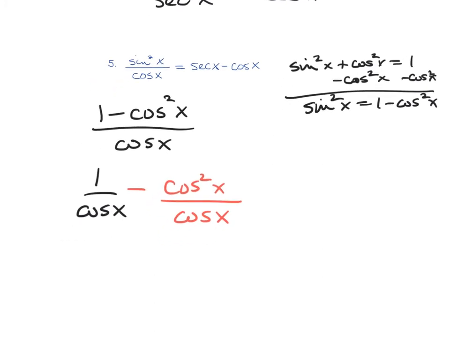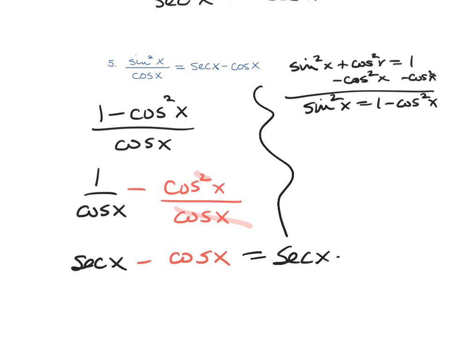Now, always think about glancing back over at your right side and say, okay, wait a minute, what was my goal? What am I trying to make it become? And then notice that the black, the 1 over cosine x, that's the reciprocal of secant. And then the red, I can just simplify the fraction, and I can get rid of the cosine in the bottom and then the exponent in the top. So then it's 1, so it's just cosine x. What I was trying to get it to is what I just got. So secant x minus cosine x equals secant x minus cosine x. So I did verify it.